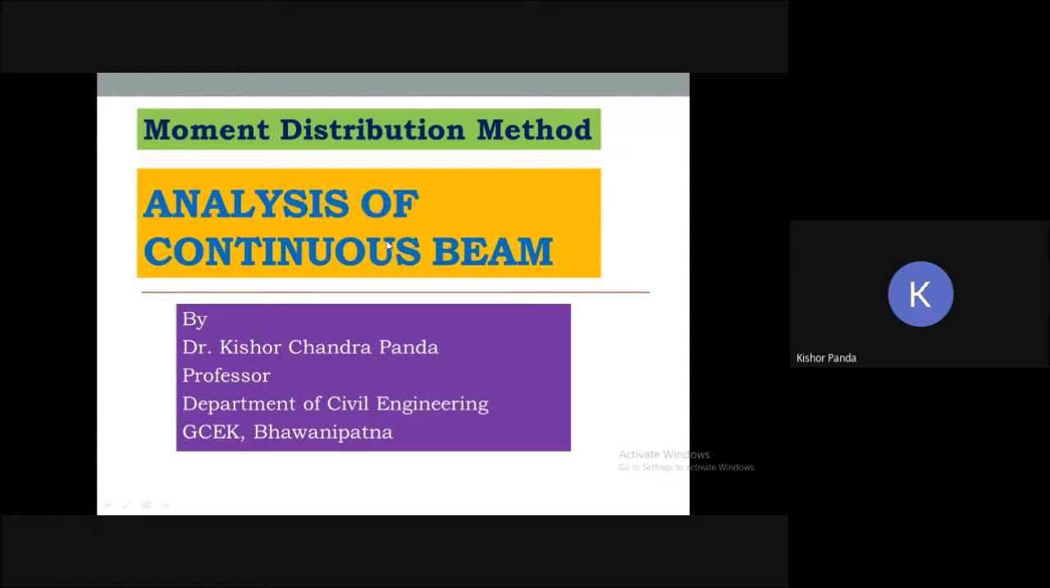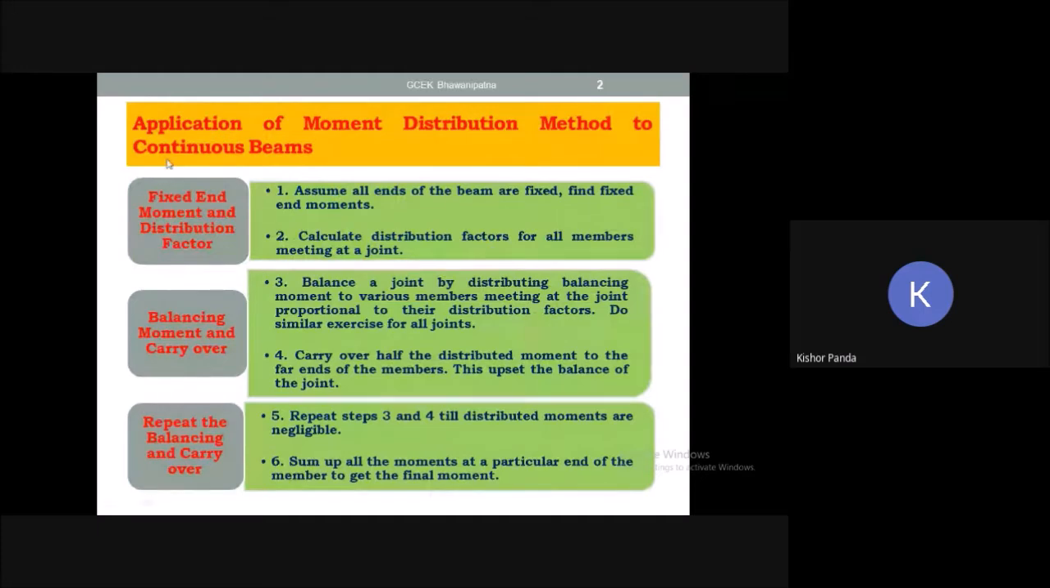In this presentation, I am going to explain how to analyze the 3-span continuous beam when one end is fixed and the other end is overhanging. Already you know these are the steps, that is, application of the moment distribution method to a continuous beam.